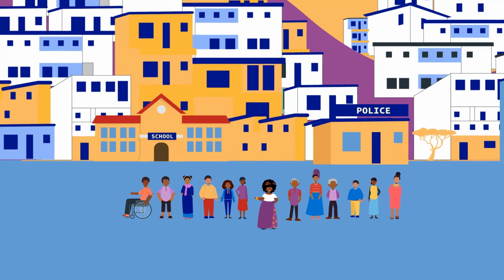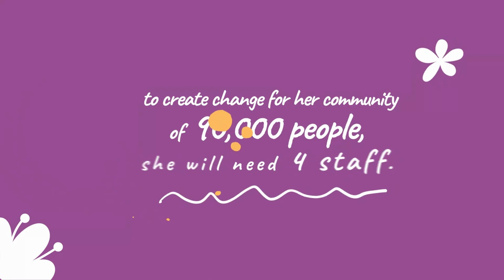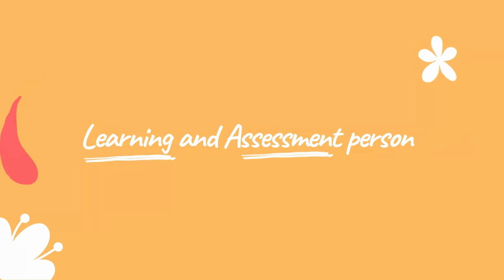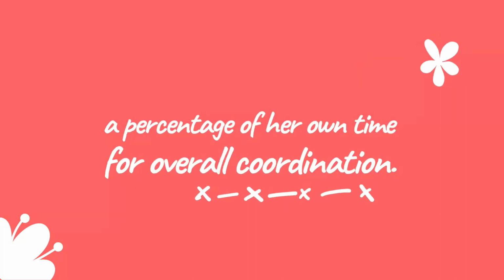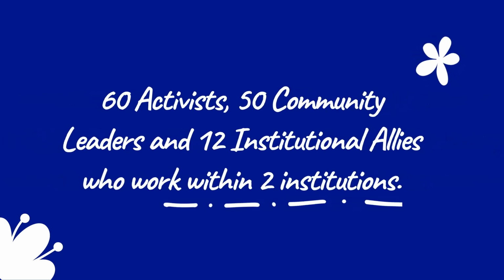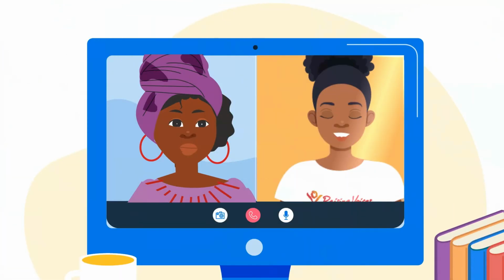Altogether, Grace has realized that, to create change for her community of 90,000 people, she will need 4 staff working directly in communities. She will also need some time from a learning and assessment person to help track progress, generate learning, and strengthen implementation, as well as a percentage of her own time for overall coordination. And to summarize, these people will be working with 60 activists, 50 community leaders, and 12 institutional allies who work within 2 institutions. Grace now has all the basic information to support her proposal.